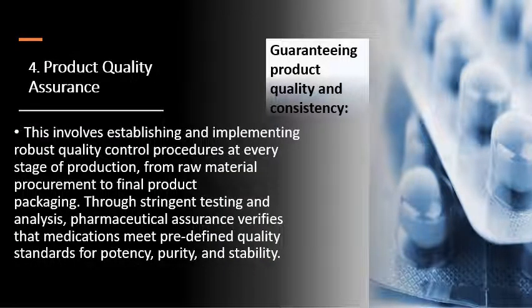Next one is product quality assurance, guaranteeing product quality and consistency. This involves establishing and implementing robust quality control procedures at every stage of production throughout the entire pharmaceutical value chain, from meticulous sourcing of raw materials to the finalization of product packaging. It includes employing rigorous analytical testing procedures of pharmaceutical assurance, which verify that each stage of production adheres to predefined quality standards, encompassing potency, purity, and stability. Now, this comprehensive approach guarantees the efficacy, safety, and reliability of the final drug products.